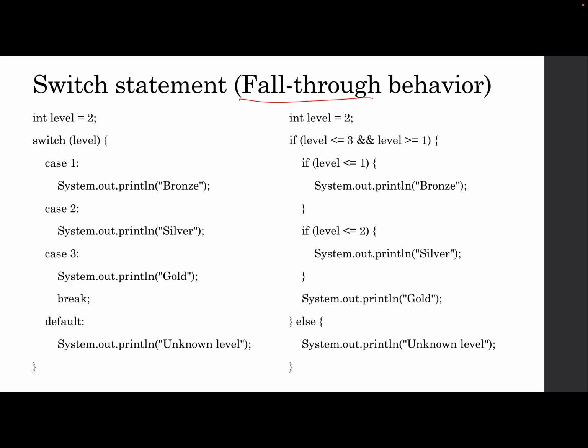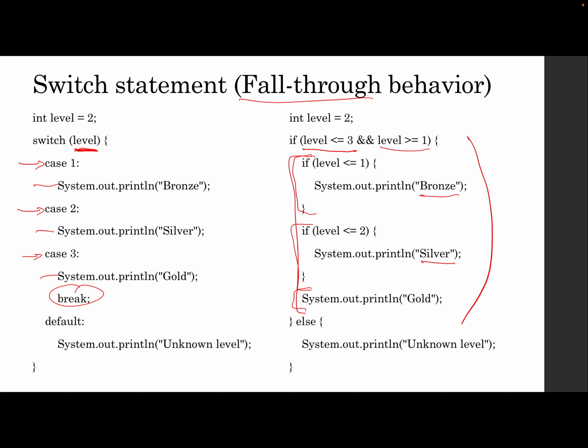So when Java finds a matching case, here with level, it searches: does level equal this? Does level equal this? But once it matches, we just start executing, and we're not going to leave until we find a break. That's very different from what your if statements are doing. Your if statements say: if level is less than or equal to 3 and level is greater than or equal to 1, then we jump inside the if statement. Then we check if level is less than or equal to 1, we print out bronze. If level is less than or equal to 2, we print out silver. Then we print out gold.